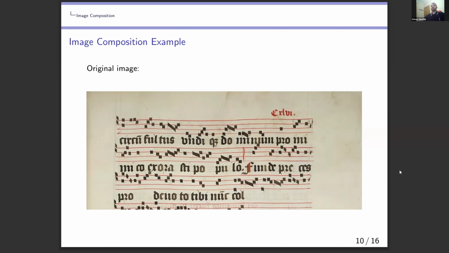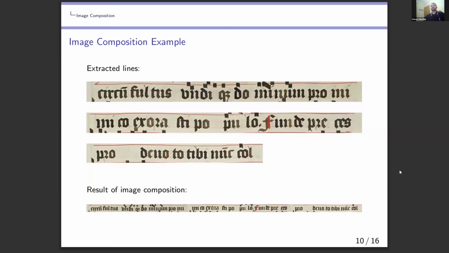Now, for this image, for the lyrics part, we would detect the lines and extract them. And what we can see on top is 3 lines that have been detected and extracted. And we would compose them by placing them side by side in the reading order.